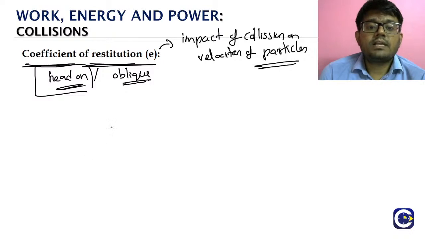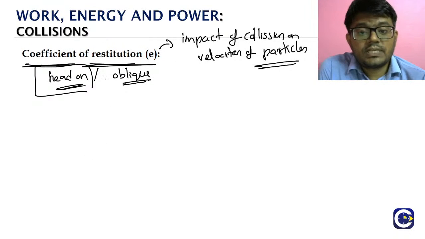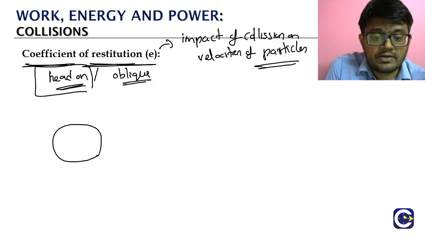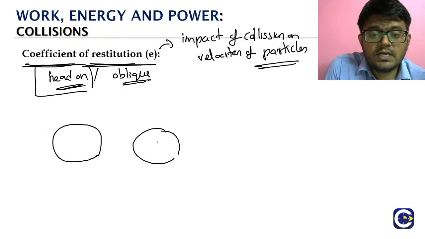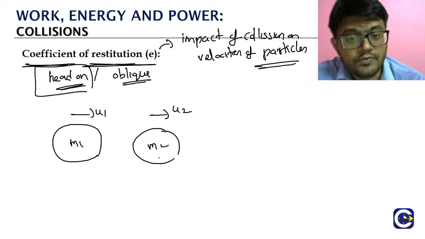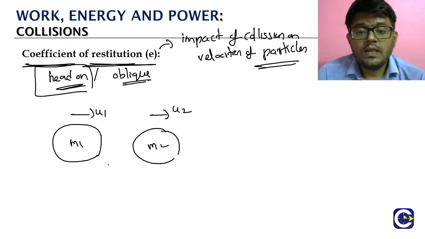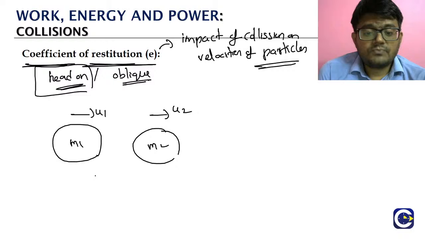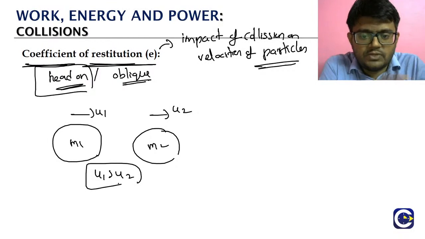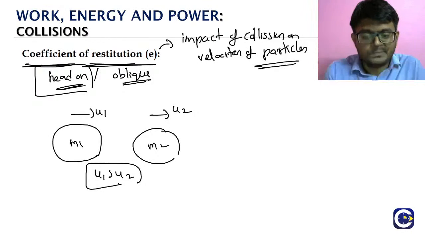So let us see what is this coefficient of restitution. Here we will try to define it for the head-on type of category. So look at this, the example for the head-on. Let us take this M1, M2. M1 is moving with the velocity U1, M2 is moving with the velocity U2. Now when they both collide, when U1 is more than U2, in the way we have represented, M1 will come and hit it.